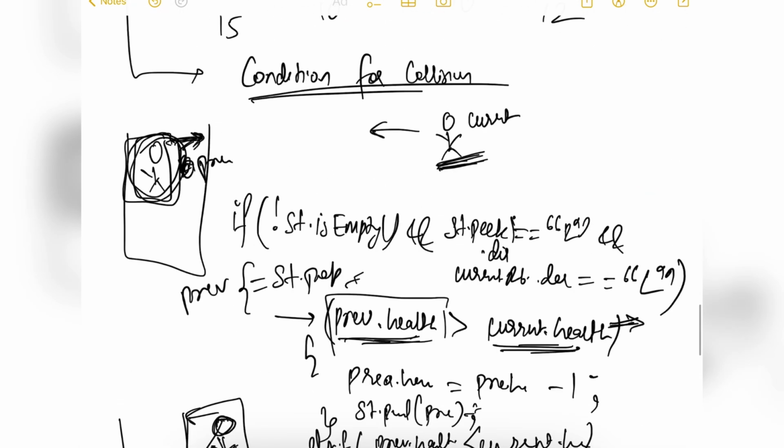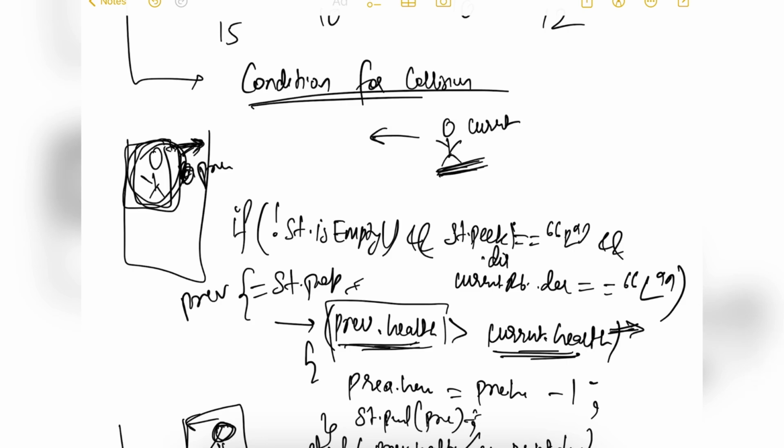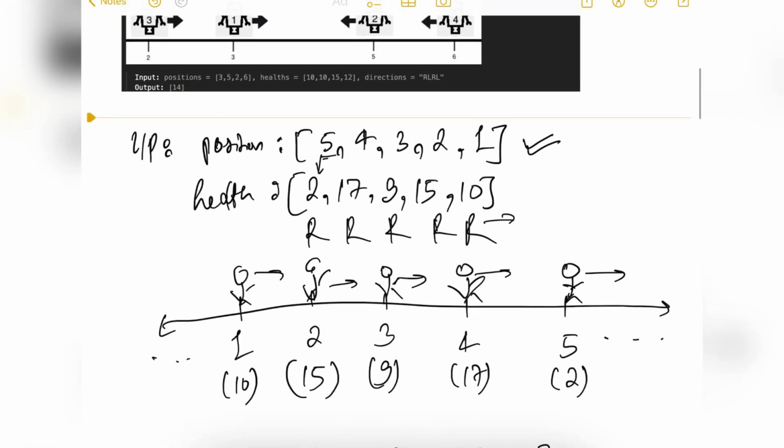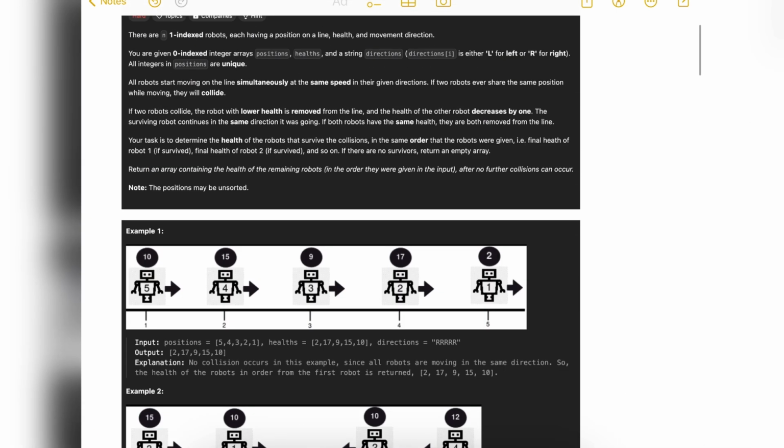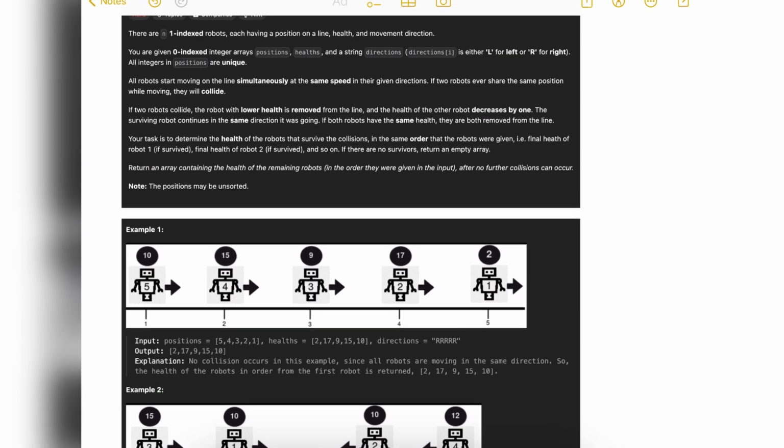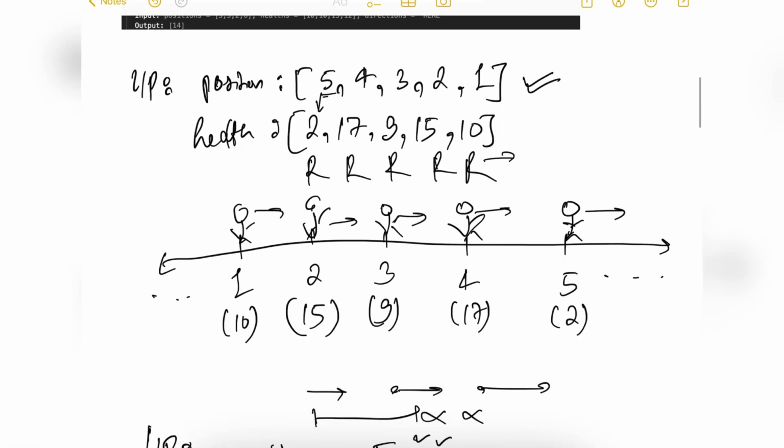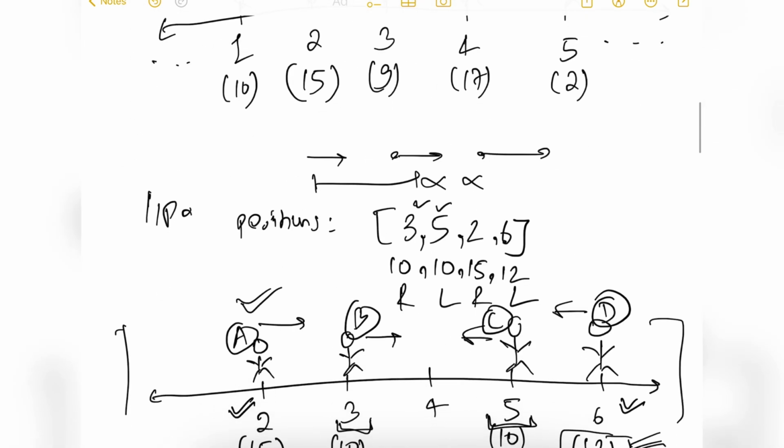And it should be done. This is the condition for collision, and we have to just write it, and it will be pretty straightforward. And few things to keep in mind, they want the answer in the order the positions were given, right? So first, because we are going to sort the position array, we have to store these and their order and everything.